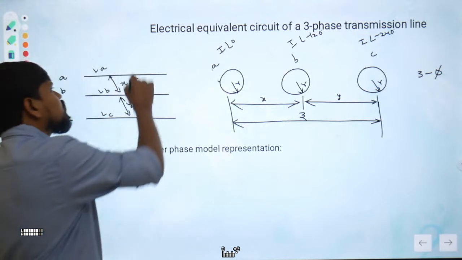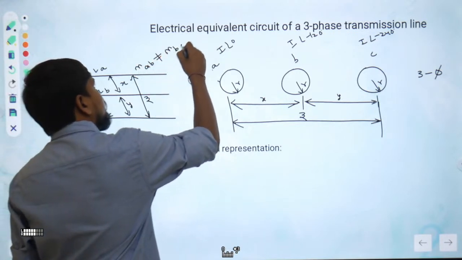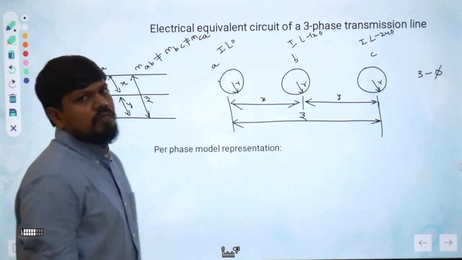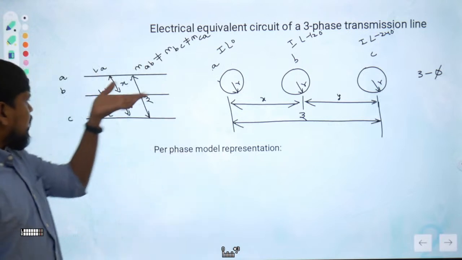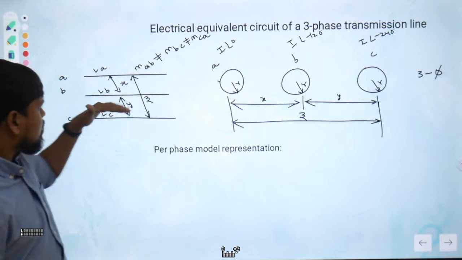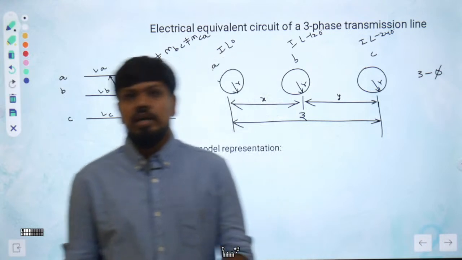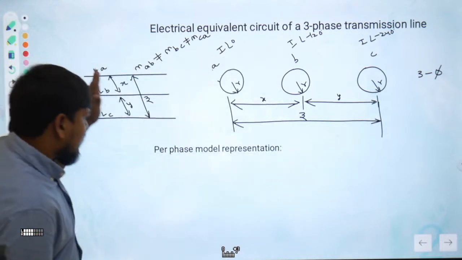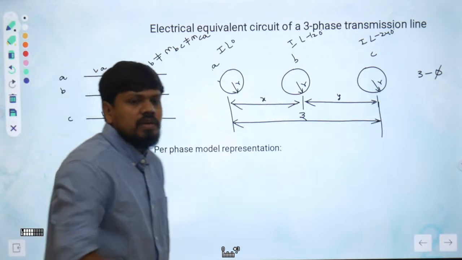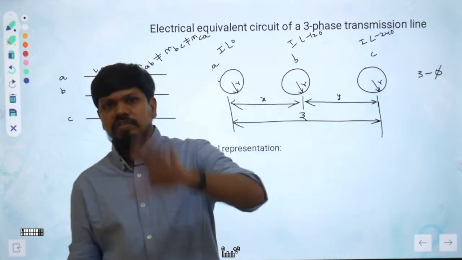Mutual inductance from A to B is not equal to mutual inductance from B to C, which is not equal to mutual inductance from C to A. We can confirm like that. That means the entire inductance of A phase, of B phase, and of C phase are not the same. So you have to analyze A phase separately, B phase separately, C phase separately. Think once how many equations you require, more equations you need to analyze.